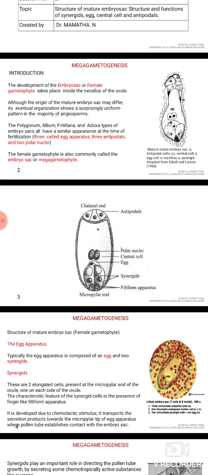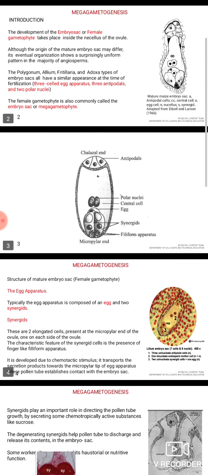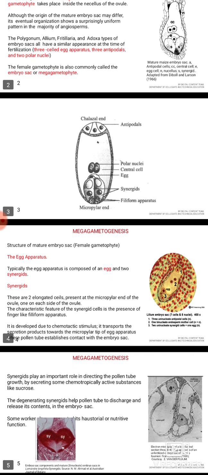The female gametophyte is commonly called embryo sac or megagametophyte. Structure of the mature embryo sac or the female gametophyte. The female gametophyte possesses an egg apparatus consisting of an egg in the center surrounded on either side by 2 synergids, and it is present towards the micropylar region.